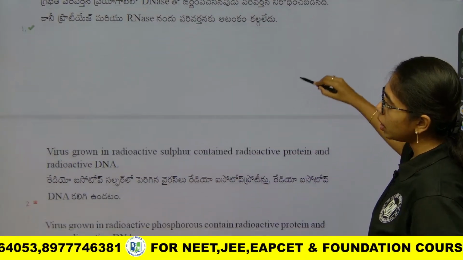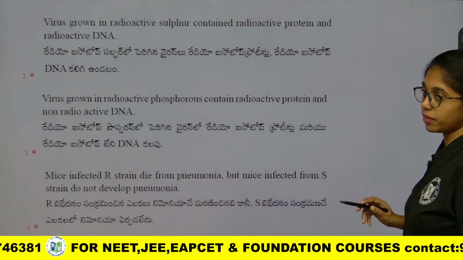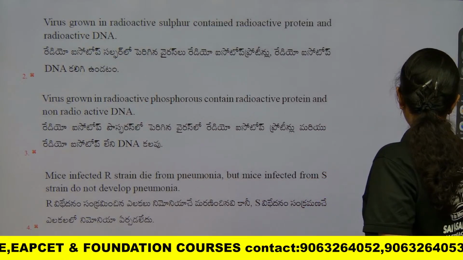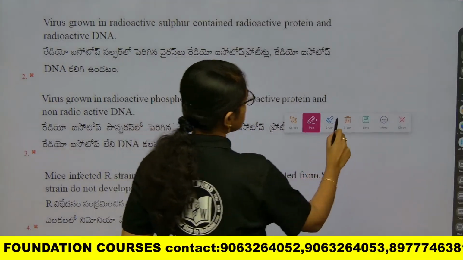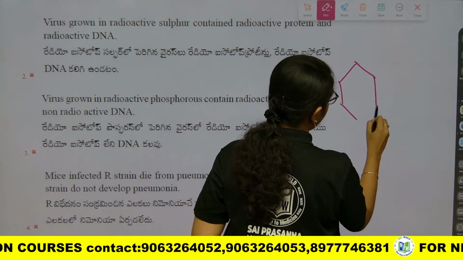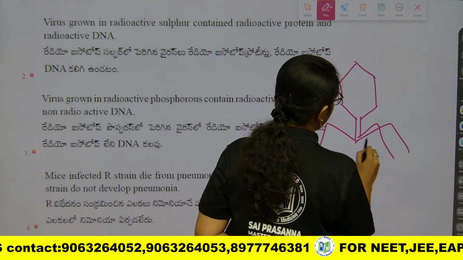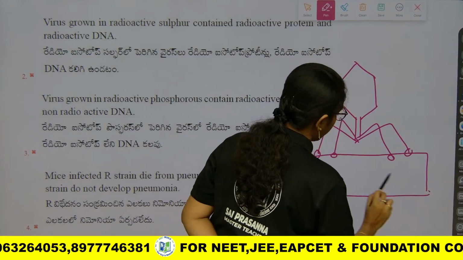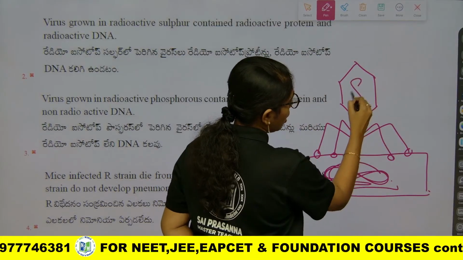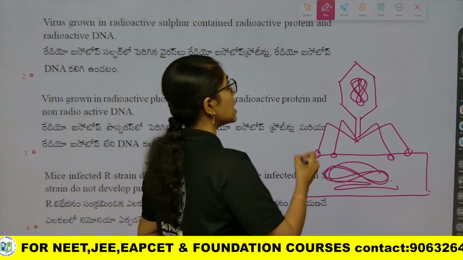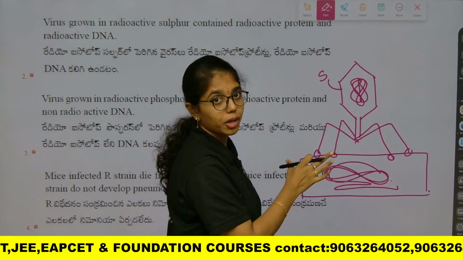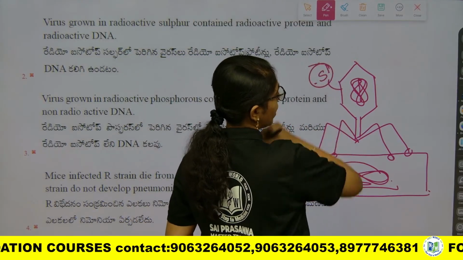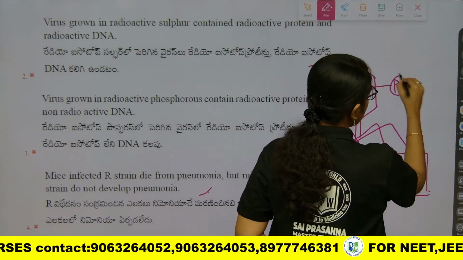That is true. Next, virus grown in radioactive sulfur contained radioactive protein and radioactive DNA. In this experiment, look here, what happened is the bacteriophage, which is an infecting virus, has lysozyme at the tail, right? So this bacteriophage infects the bacteria. The radioactive isotope of sulfur is placed at the protein coat, because protein has disulfide bridges, right? So the radioactive isotope of sulfur is placed with the protein coat, and phosphorus is with the genetic material.